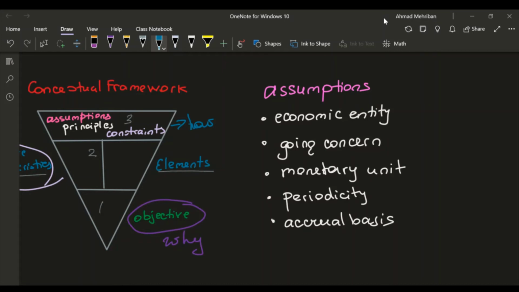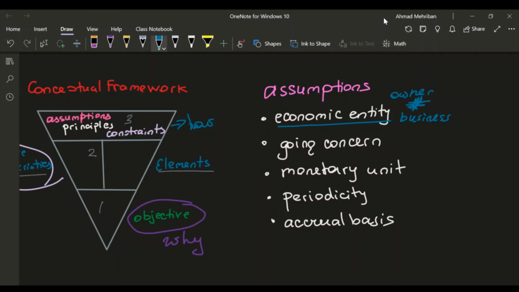So the economic entity assumption implies that the owner is not the same as the business, meaning that when the accountant is building financial reporting, he considers the owner's finances and the business's finances separately from each other. So they are completely different entities.